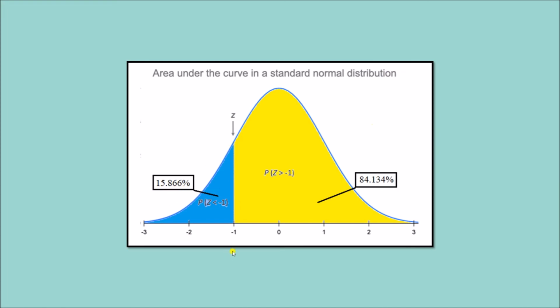So graphically speaking, 15.866%, this proportion of people, will be on the left side of the minus 1 z-score. The rest of the people, that is 84.134%, will be on the right hand side of the demarcation line of z minus 1. That is how you interpret the z-score. Whatever values we have in the table are on the left hand side of the given z-score.